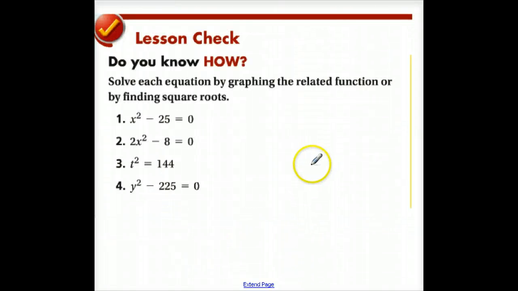That brings us to our lesson check. Please complete 1 through 4. You're finding the solutions to the quadratic equations.